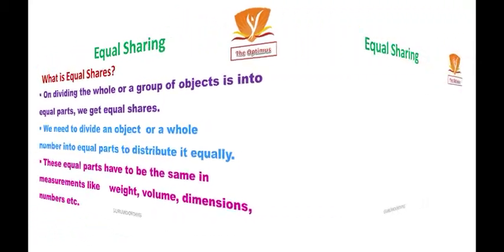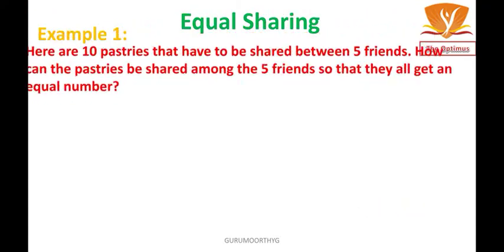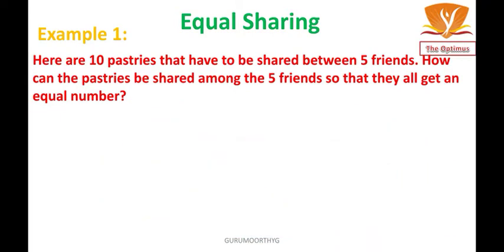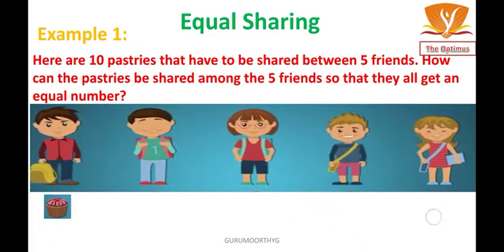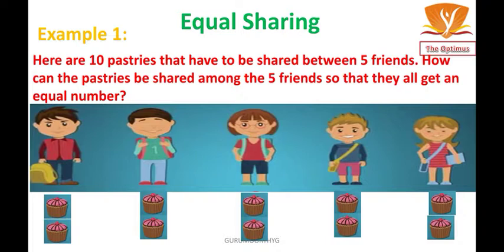Example 1. Here there are 10 pastries that have to be shared between 5 friends. How can the pastries be shared among the 5 friends so that they all get an equal number? Let's first give one pastry each to one of the friends, and then one more to each of them again. What is the number of pastries each one gets? We see that each gets 2 pastries.